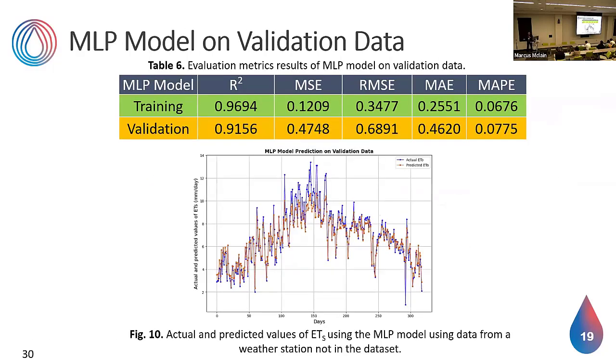We perform the same analysis on validation data. This is another weather station, separated from the dataset, and we have very similar results. But one thing about the MLP model is that around June and July, those are around the 150 days, the model tends to underestimate the values of the evapotranspiration. And you can see that the actual reference evapotranspiration values are the blue dots, and the predicted values are the orange dots.